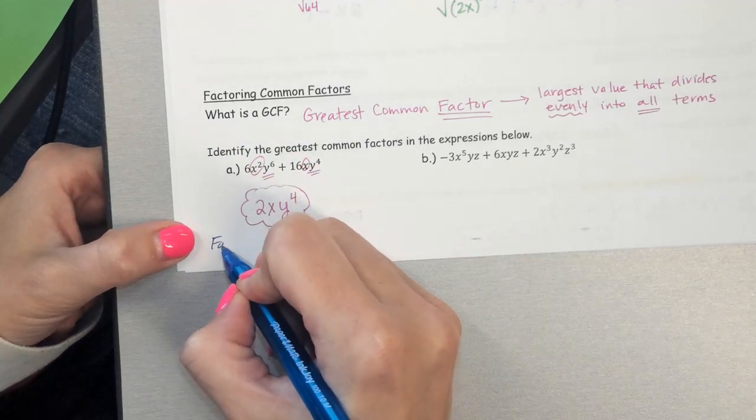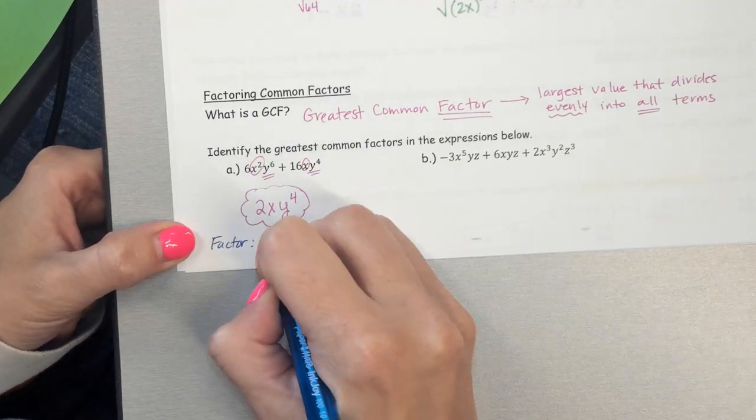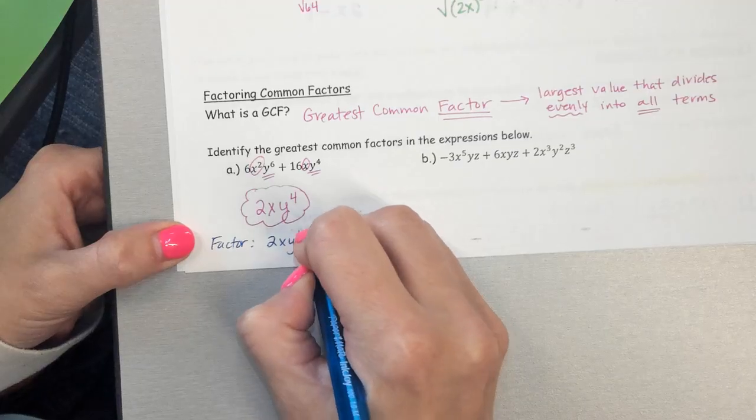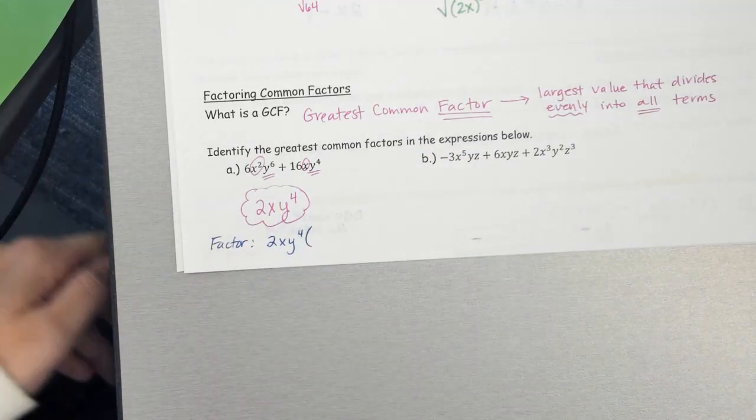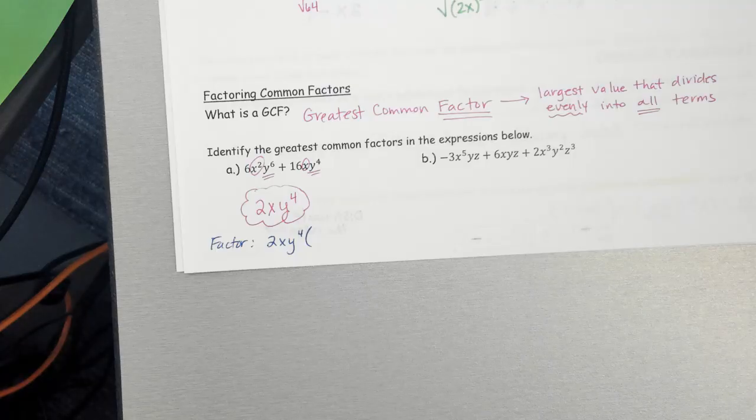Okay, and then I want you to factor what it would be. So if you take out 2xy to the 4th, write what you're left with. Okay, so be on this page with me. I want you to factor that out. Practice dividing that with your GCF.